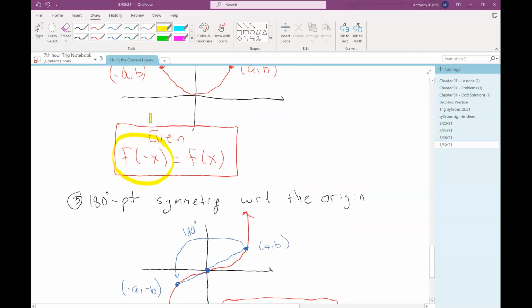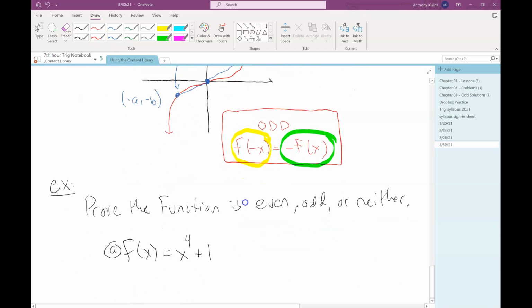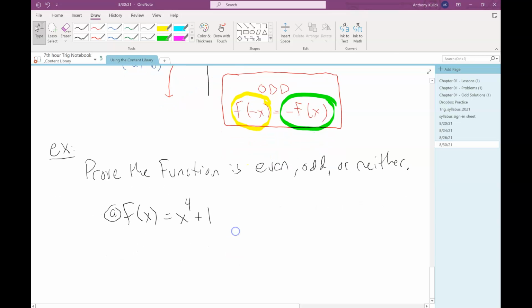since our definitions of odd and even each start with f of negative x. And then if it's even, we'll see that we get f of x. If it's odd, we would have gotten negative f of x. And if it's neither, we'll get something else. So the nice part about this proof is that whether it's odd or even, which we don't know at the start, we'll begin the same way by computing f of negative x.